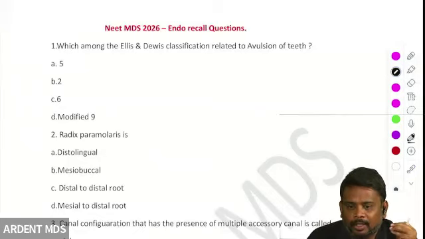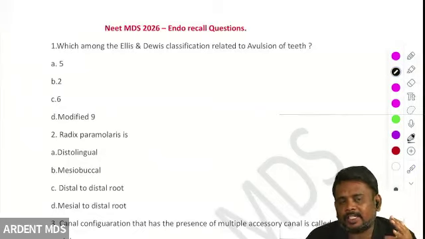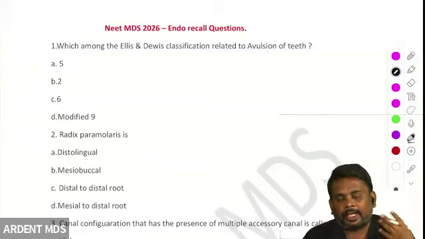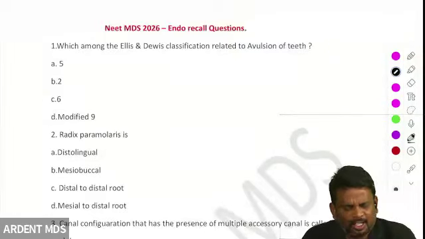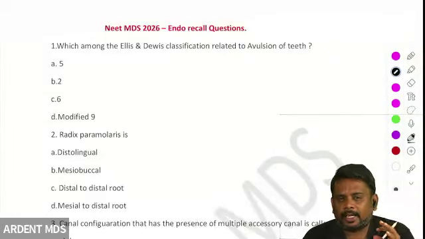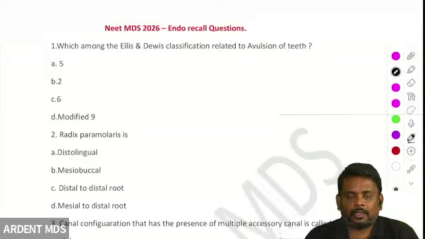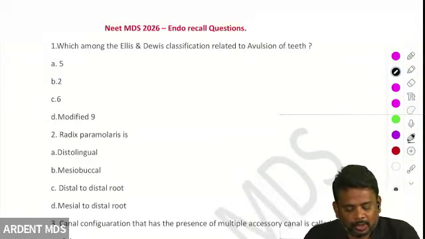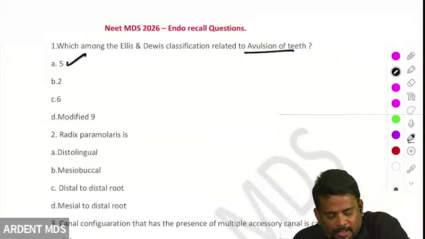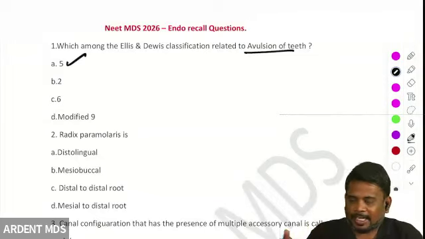We're talking about, according to the English classification, avulsion of teeth belongs to which type of classification? That is what they're asking. It's a very easy question. Everybody studied the English classification in your third year, final year, and CRRA time. Usually avulsion is class 5. Root fracture is class 6.